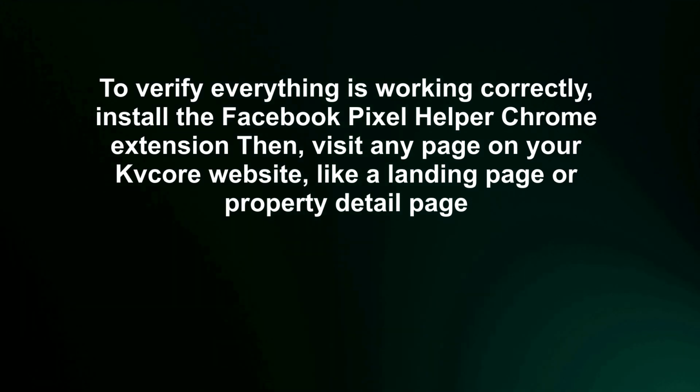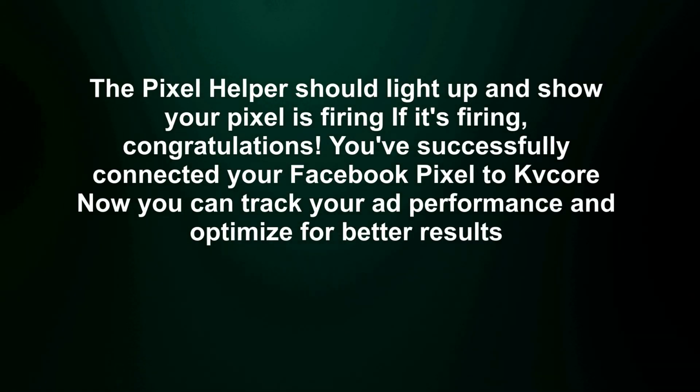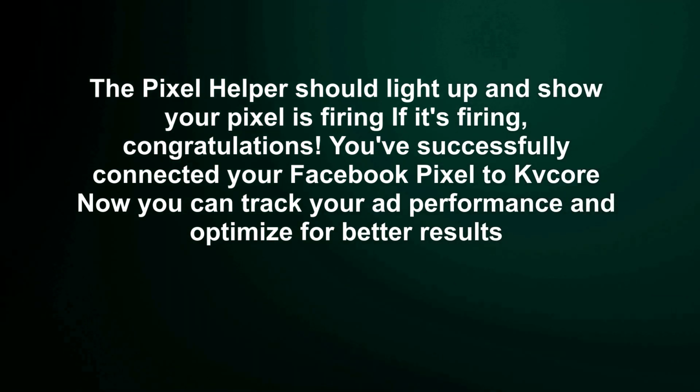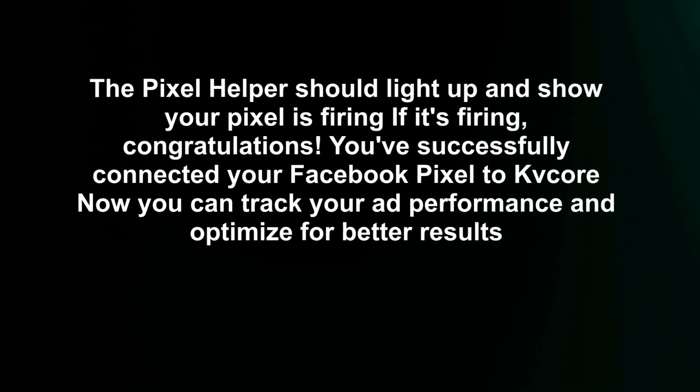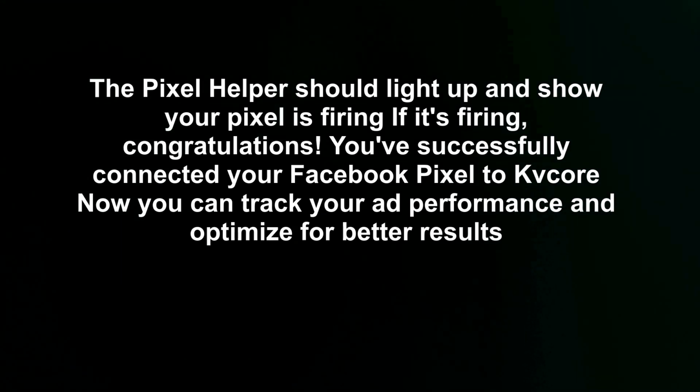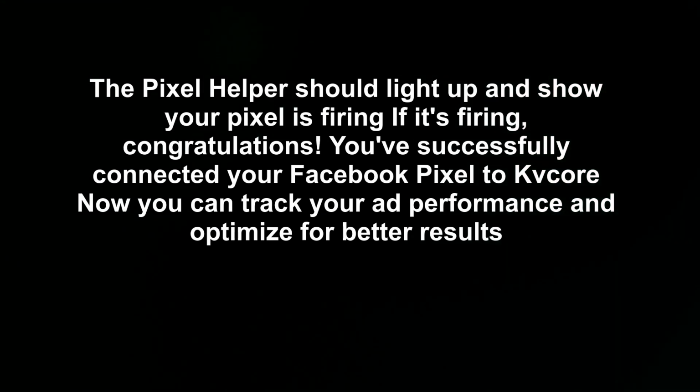To verify everything is working correctly, install the Facebook Pixel Helper Chrome extension, then visit any page on your Kvcore website, like a landing page or property detail page. The Pixel Helper should light up and show your pixel is firing. If it's firing, congratulations! You've successfully connected your Facebook pixel to Kvcore. Now you can track your ad performance and optimize for better results.